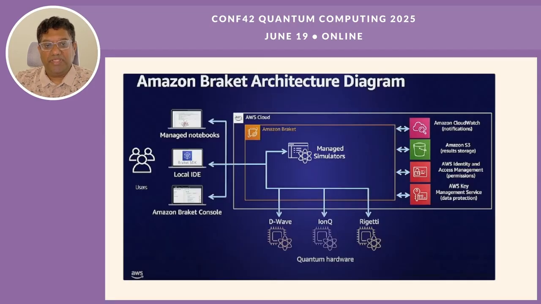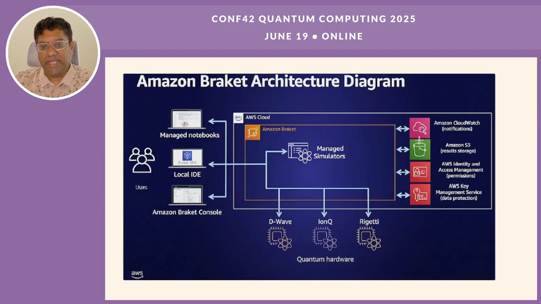And this is the Amazon Braket architecture diagram. Here on the left side, there are three ways we can interact: managed notebooks, a local IDE, and the Amazon Braket console. These are the three ways we can interact with Amazon Braket. In the middle of this picture, you can see Amazon Braket, which has managed simulators provided by AWS. And in the back end, you will see different types of hardware, as we discussed in the previous slides. Hardware is provided by various vendors, so based upon our requirement, we can choose which hardware is suitable for us.